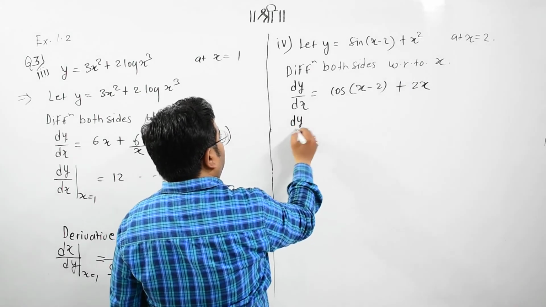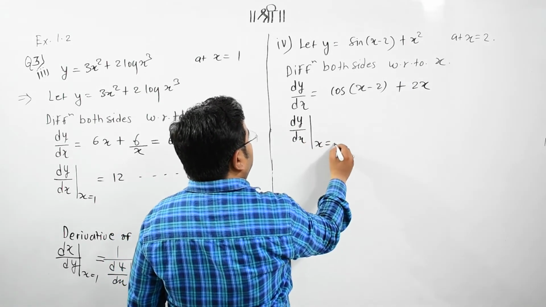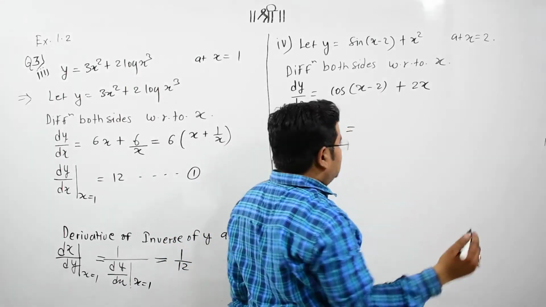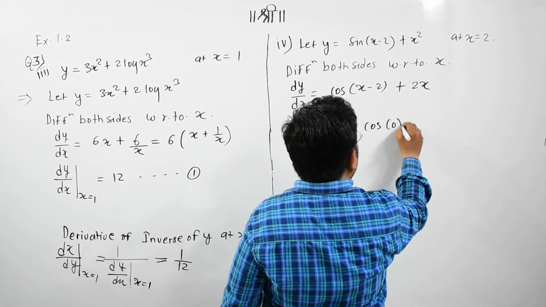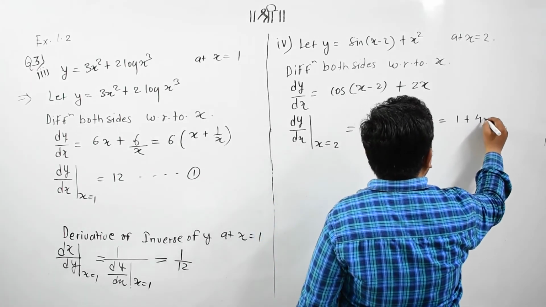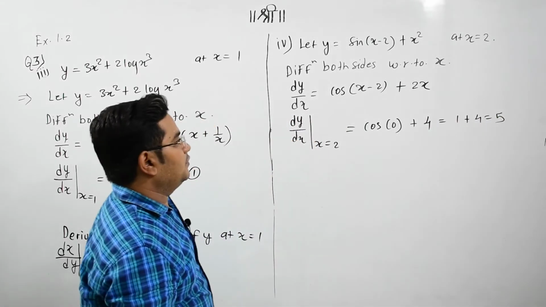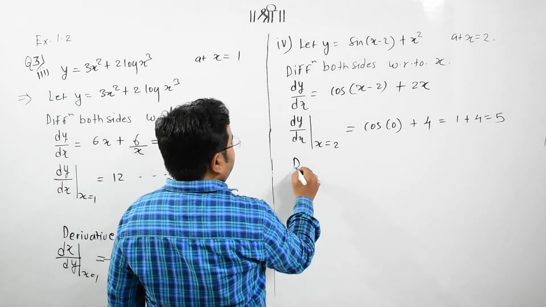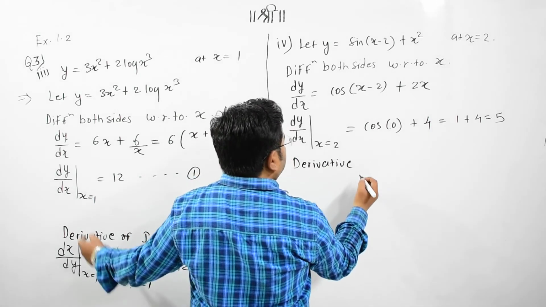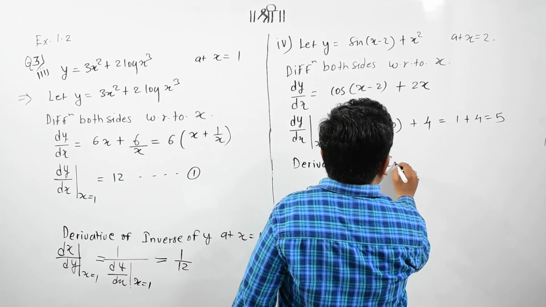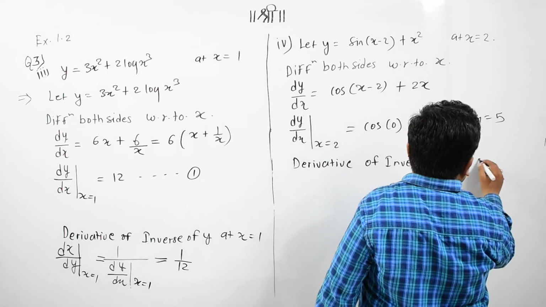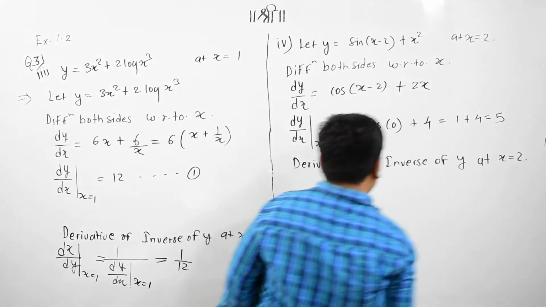Now dy upon dx at x equal to 2, what should be the answer? 2 minus 2 will be 0, and cos of 0 will be 1. So this is cos of 0 plus 2 into 2, which is 4. Again 1 plus 4 is equal to 5. Be fast. Now next step, differentiating both sides, that's done. Now, again the same statement: derivative of the inverse of y at x equal to 2. Understood?